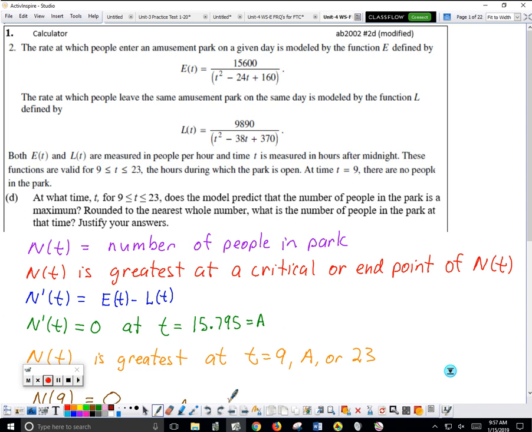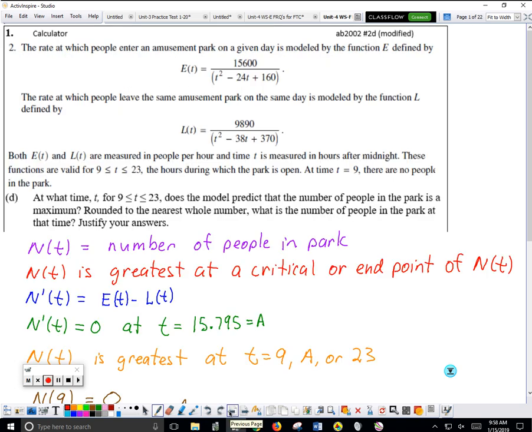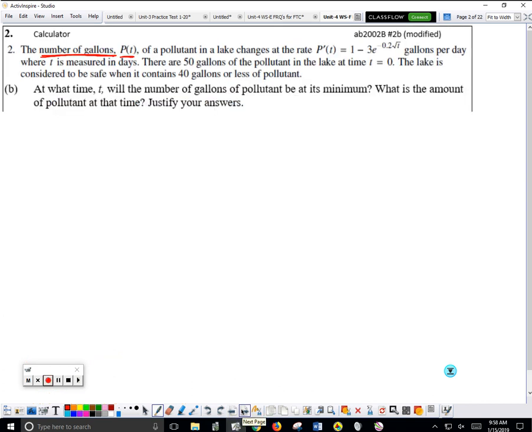So we had to write N of T. In number 2, you don't have to do that because they tell you right up at the top: P of T represents the number of gallons of pollution in the lake. So you don't need to write down P of T. They've already told you. In number 1, we had to indicate that N prime was the in rate minus the out rate. In number 2, no need, because they just give you a formula for P prime.